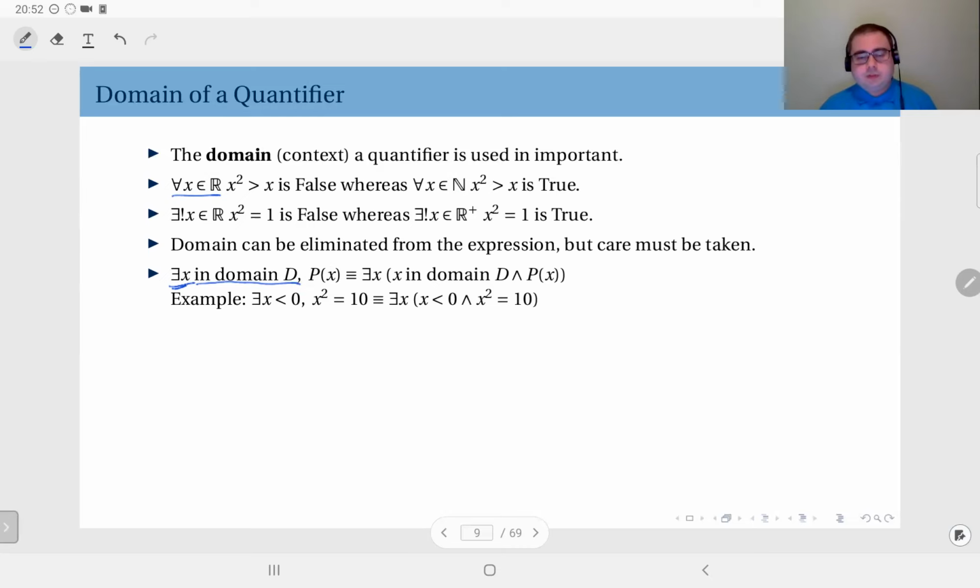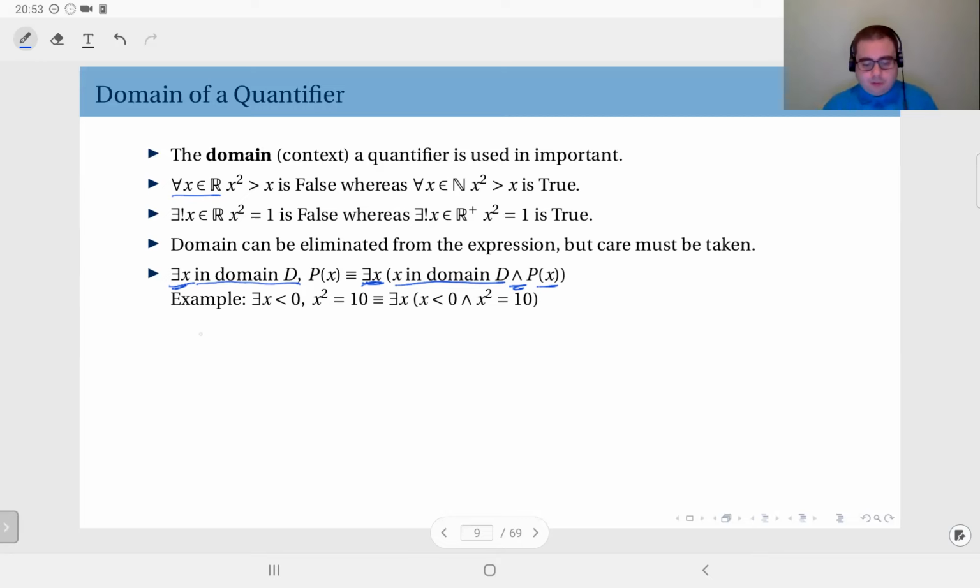That is our statement. Now this can be alternatively expressed as there exists an x without specifying the domain. Now you specify the domain inside the statement, not in the quantifier, but you push this information into the actual statement. So there exists an x that is in domain D, and at the same time, P of x. Okay, so this is the way you eliminate domain dependence from an existentially quantified statement.